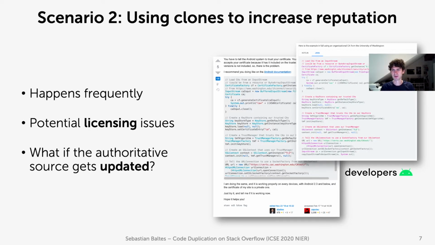For example, from the Android developer documentation, users copy and paste content from there. And on the one hand, you have potential licensing issues when this happens. For example, Android uses a Creative Commons license for their content. You have to attribute the origin. And also, what happens when the authoritative source gets updated? When the Android developer documentation gets updated, the fixes are not automatically propagated to all instances on Stack Overflow, of course.